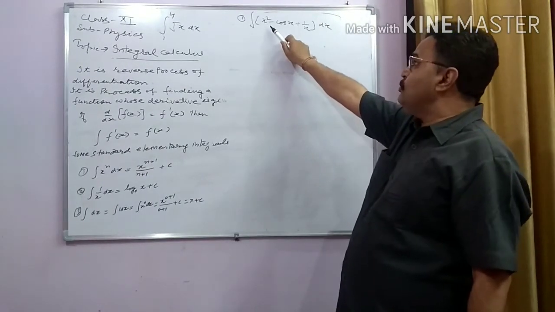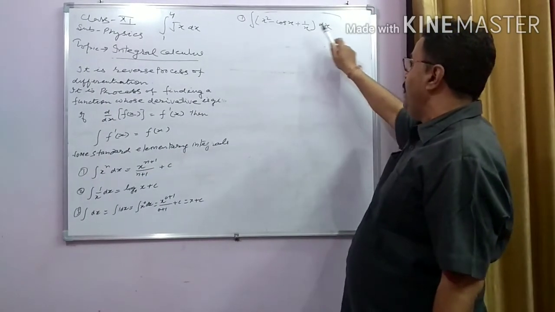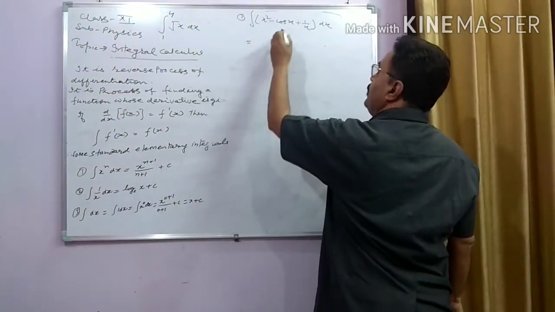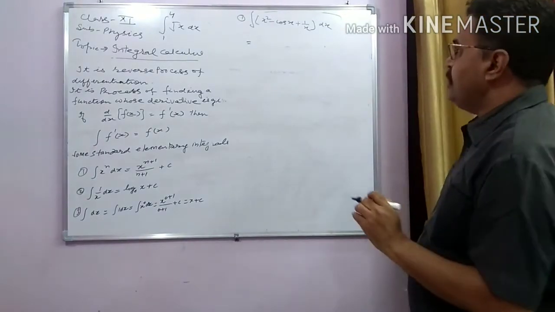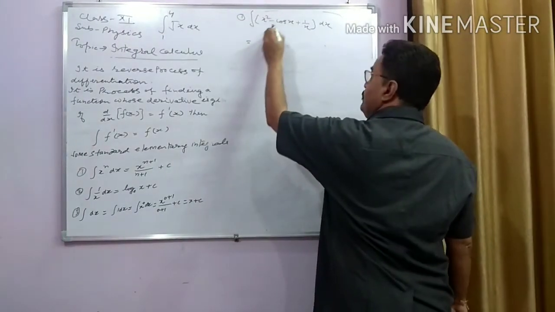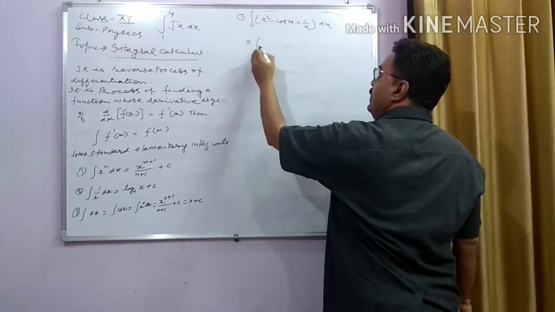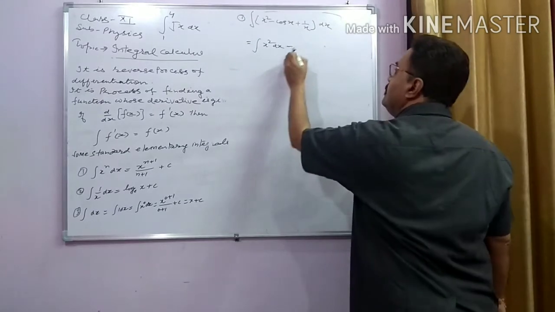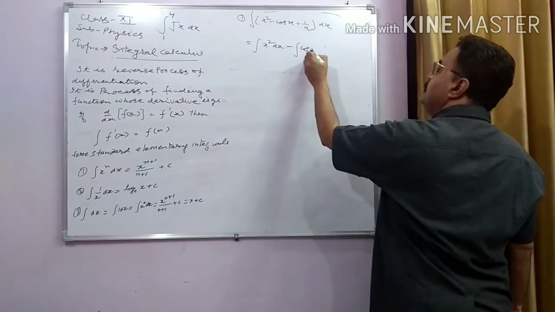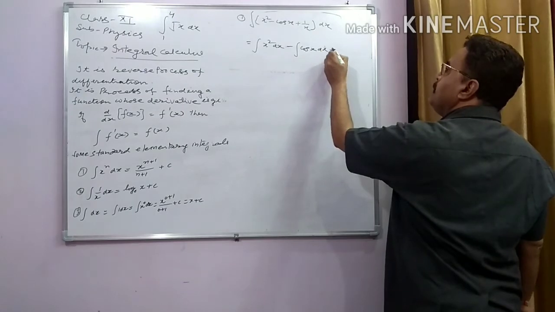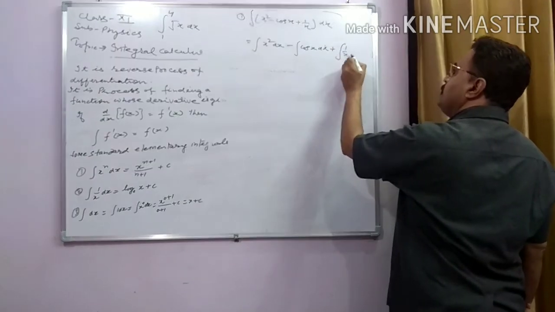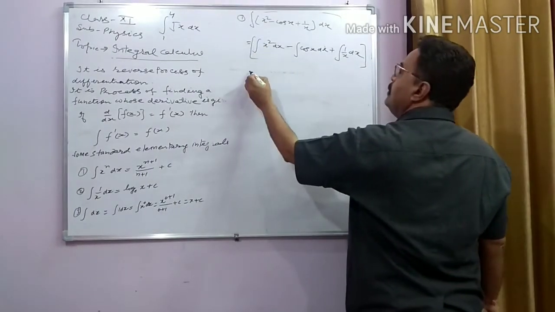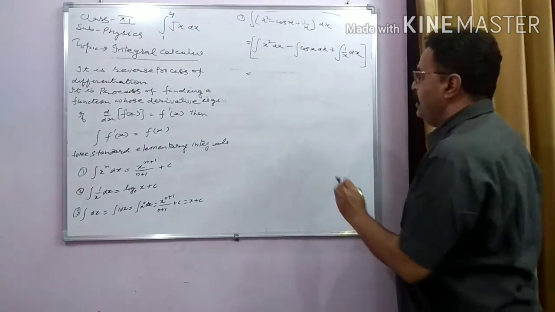To integrate x square minus cos x plus 1 upon x dx, let us see here. First we integrate each term. So for this, we just divide in each term, that is, integration of x square dx minus integration of cos x dx plus integration of 1 upon x dx. In this way. Now we integrate each term.